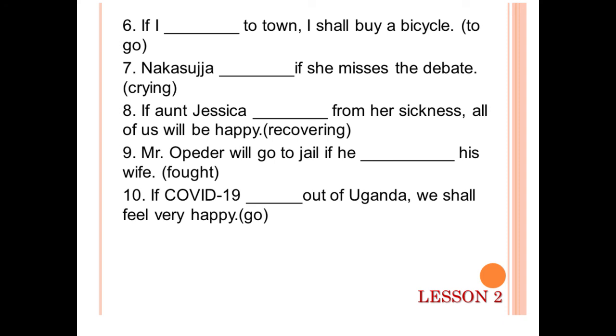Number 7, Nakasuja blank if he misses the debate, in the brackets crying. If Auntie Jessica blank from her sickness, all of us will be happy, in the brackets recovering. Mr. Opeder will go to jail if he blank his wife, in the brackets fault. And the last one, if COVID-19 blank out of Uganda, we shall feel very happy, in the brackets goes. Those words in the brackets are in wrong forms. It is your role to identify the right forms and get the answers right.